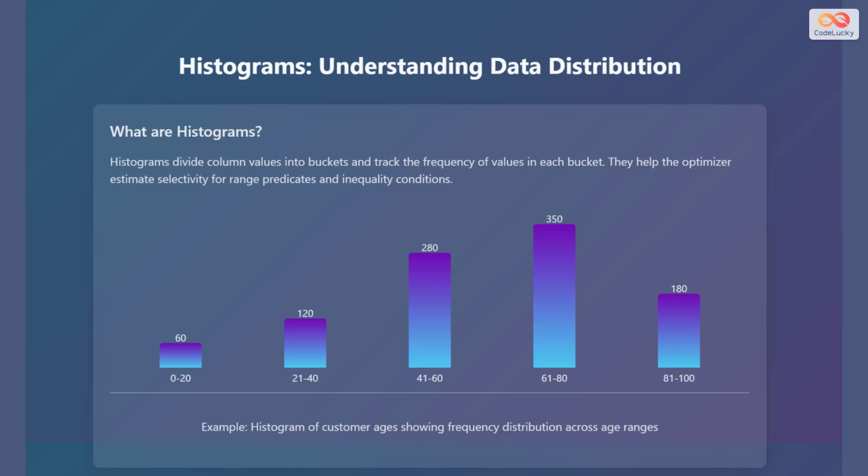On the horizontal axis, we have age ranges like 0 to 20, 21 to 40, 41 to 60, 61 to 80, and 81 to 100. The vertical axis represents the frequency or count of customers within each age range. For instance, the 0 to 20 age range has a count of 60, while the 61 to 80 age range has a count of 350. Histograms like this help estimate how many customers fall within a specific age range when a query involves age-based conditions.